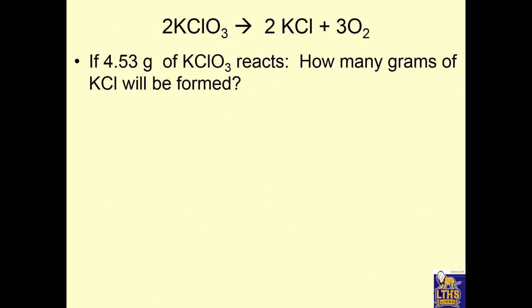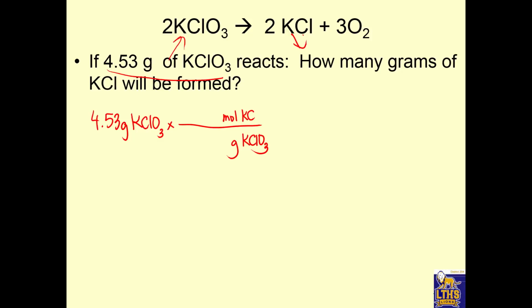Oh, look, it's another problem. This time I have 4.3 grams of KClO3 going in. I want to know how much KCl will come out. So I have to change one chemical into another. So I start by putting the grams of the given KClO3, and I have to change that into moles because the only place where you can change the chemical identity of a substance is if you're in moles.